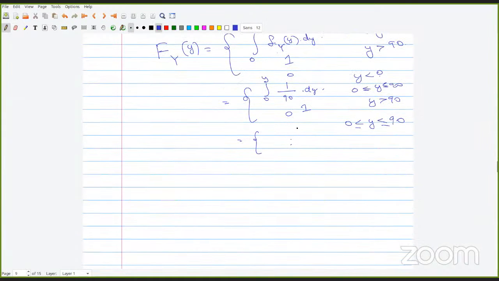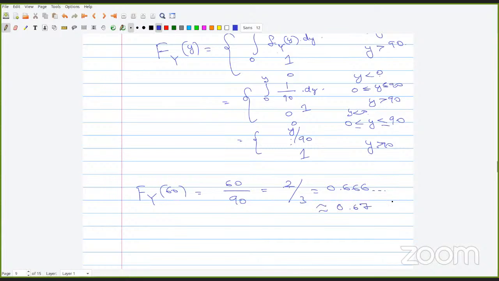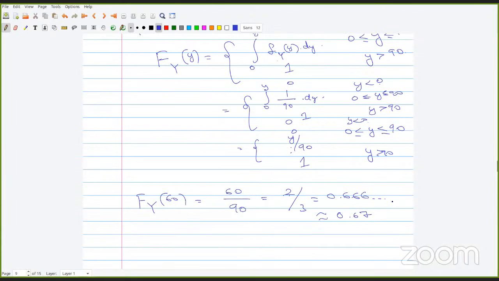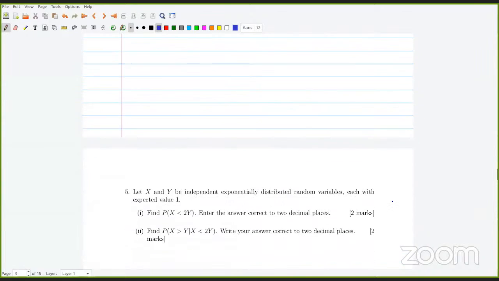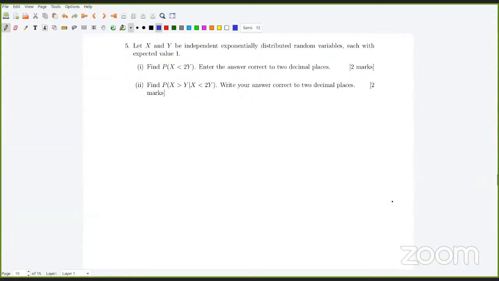Okay. So this will be y by 90 in between, and for y greater than 90 it will be 1, and 0 for y less than 0. Now we just have to plug in 60 in place of y. So F_Y of 60 will be 60 by 90. Correct? Yes, sir. Okay. Let us move forward.